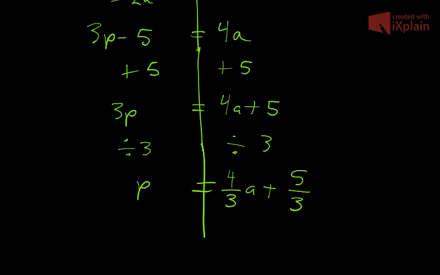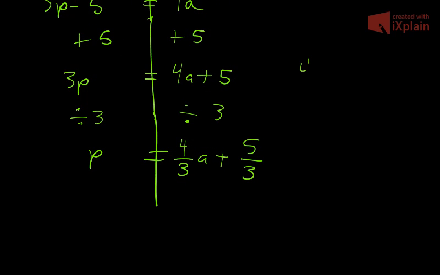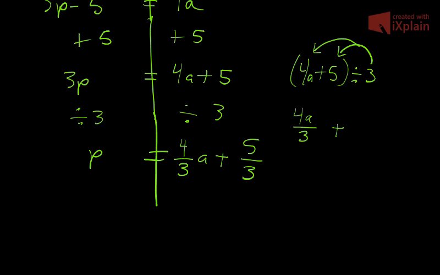If you didn't catch this step, what happened? I took my 4a plus 5, and I'm going to write that over to the side here: 4a plus 5 divided by 3. I distributed the 3 into both of those. So 4a divided by 3 is 4a over 3, plus 5 divided by 3, which is 5 over 3. Just like that, I'm good to go.